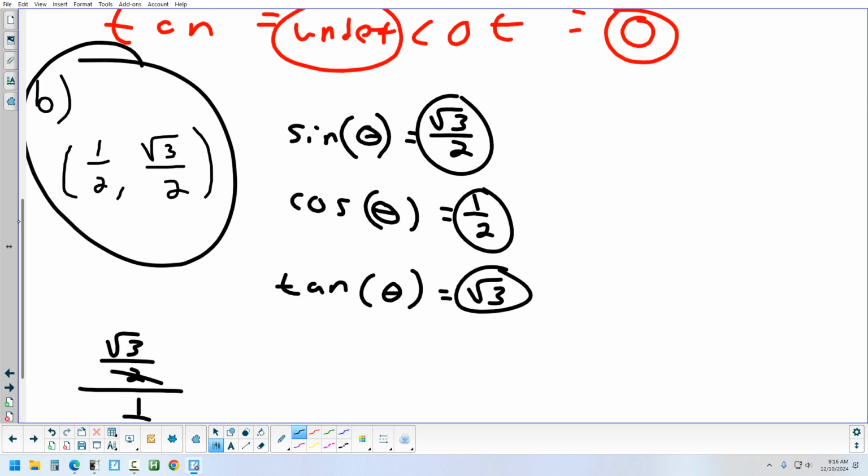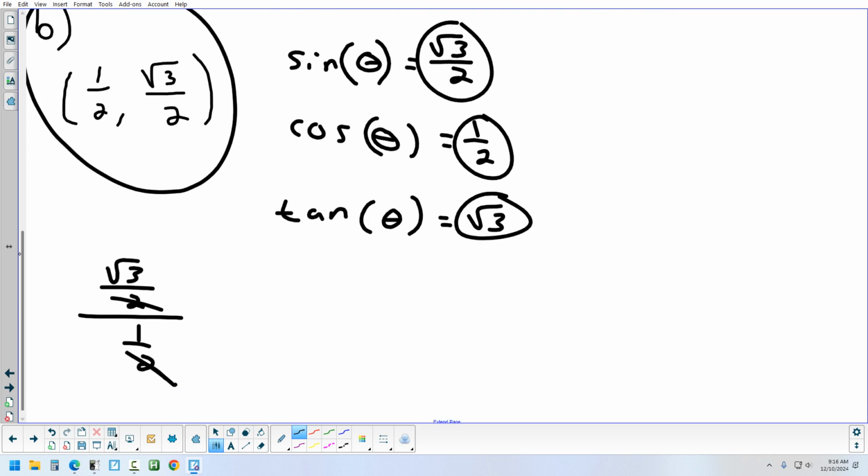And that's it. All right, so when you get a trig function that has a fraction over a fraction, we do have to simplify as much as we can. Any questions on how we simplified that?